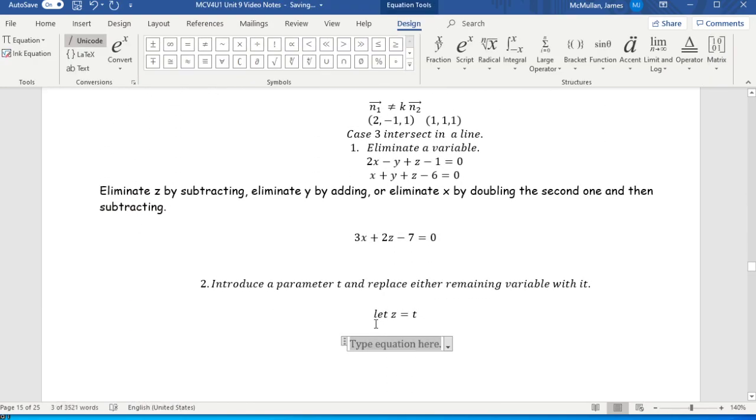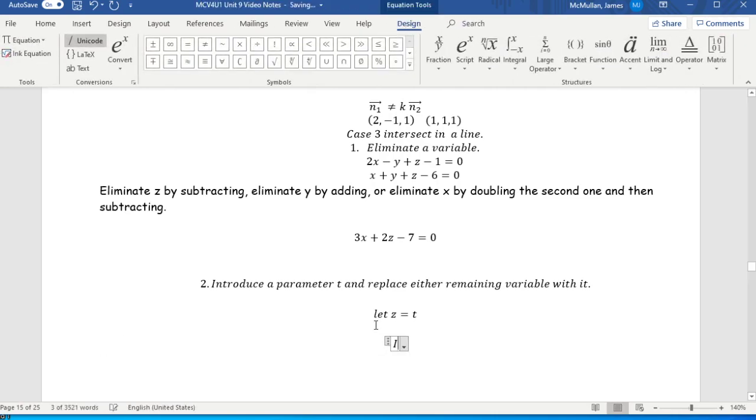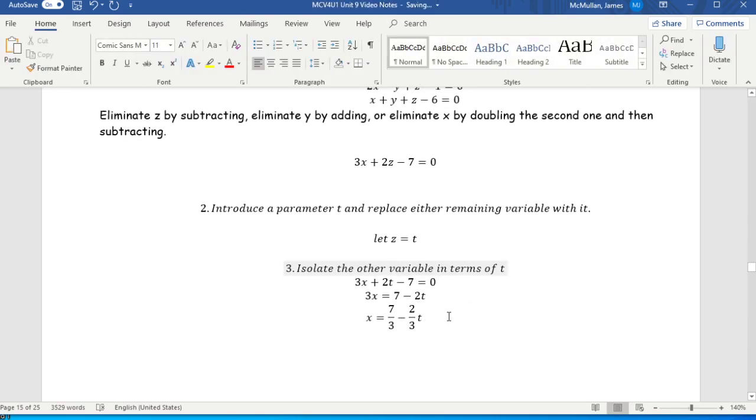Then you isolate x. Isolate the other variable in terms of t. So 3x plus 2t minus 7 equals 0. So 3x equals 7 minus 2t, and therefore x equals 7/3 minus 2/3 t. Okay, so we have that.